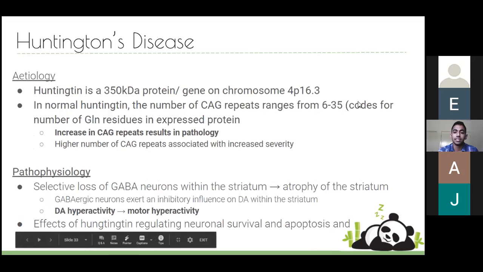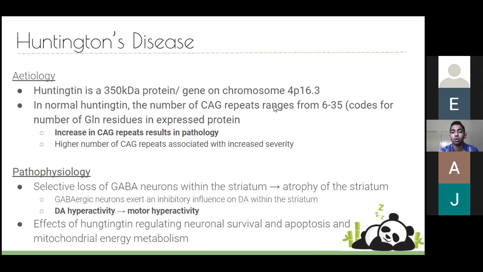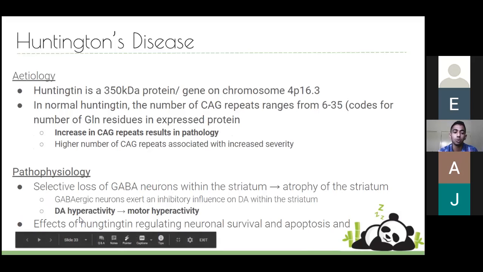This is the genetics behind it. So we get an increase in the CAG repeats in our DNA, and that's directly correlating with the amount of pathology and the severity of the pathology that we're going to have. It's going to lead to a loss of GABA neurons, and that's going to have less inhibitory effect, more excitation, dopamine hyperactivity, and hence motor hyperactivity.